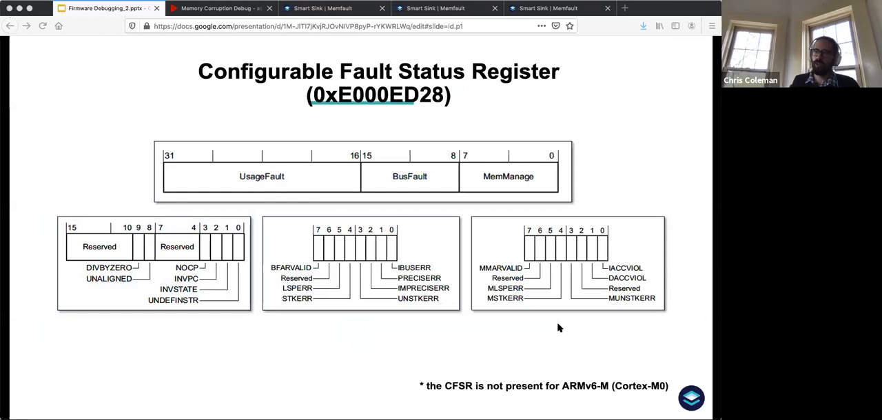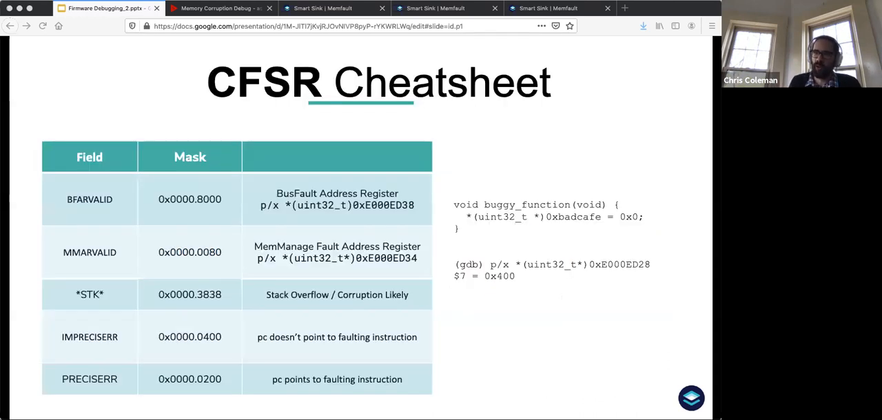So once the system faults, the first thing I like to look at is the summary of what was happening on the system. And that's stored in the configurable fault status register. There's a bunch of bits here, a bunch of different pieces, but there's a few that I always like to check. The first are bits that will tell me whether or not the processor was able to capture the address which triggered the fault. So that's the bus fault address register valid and the mem-managed fault address register valid. What's useful here is if those are set, it means you can read from another register and find out the exact memory access that caused the failure.